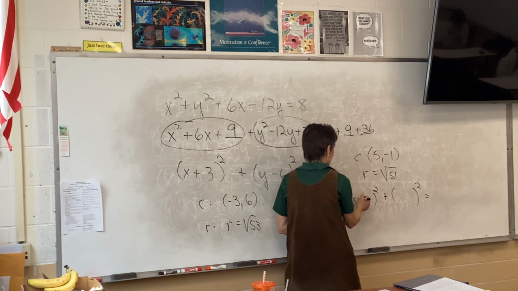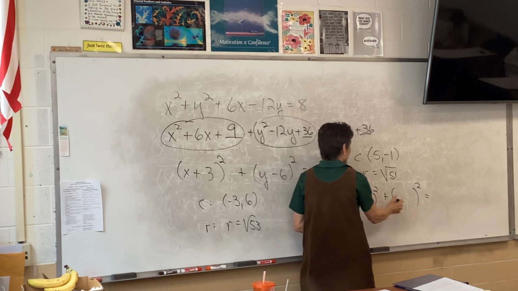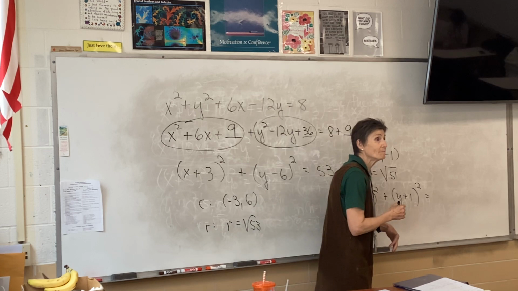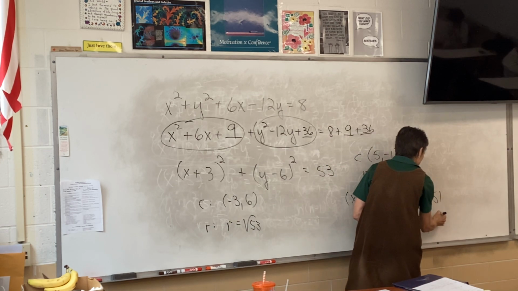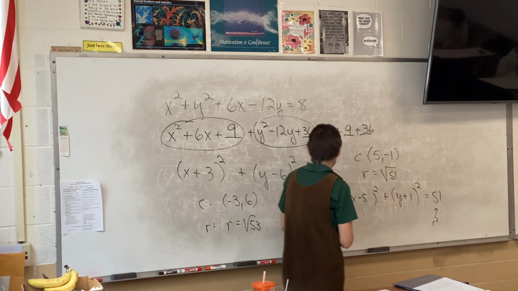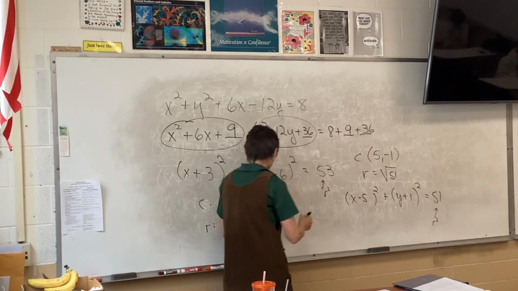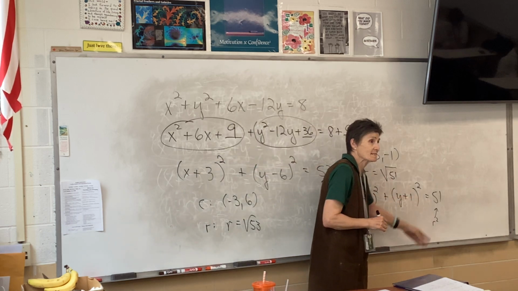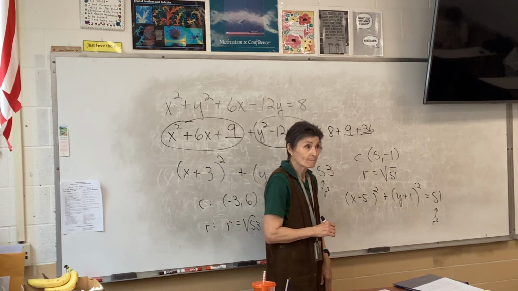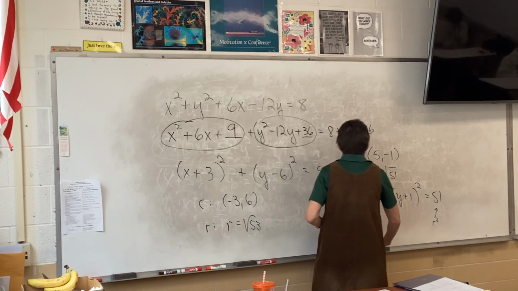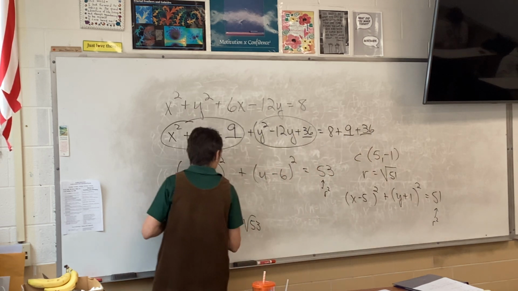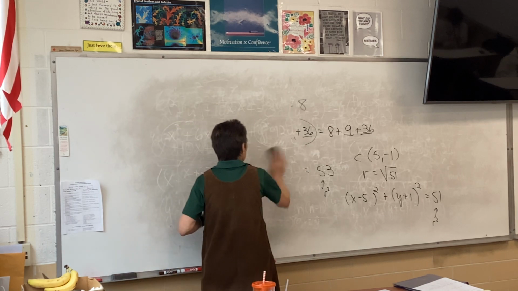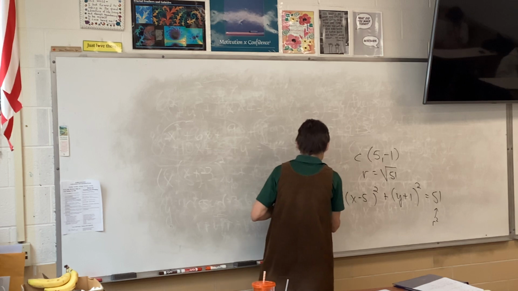X minus 5 squared. Y plus 1 squared equals what? 51. Remember, this number is always r squared. So just like this right here was r squared, so the radius was root 53. If the radius is root 51, that's it. Okay, you got it? Now, while we're in review mode, let me throw another problem at you and see if you can do this one.